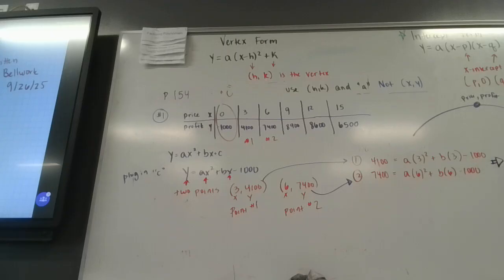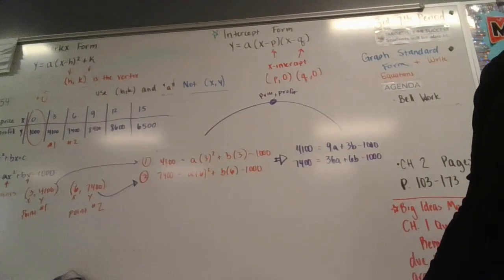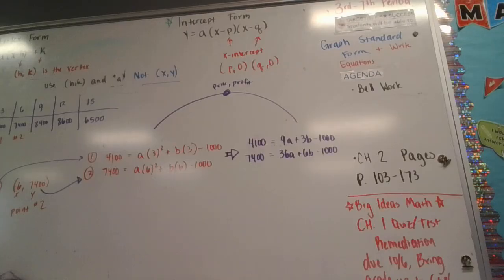All right, so this would be 4100 equals 9a plus 3b minus 1000, and 7400 equals 36a plus 6b minus 1000. All right, and now we just have to solve this. I don't have enough room on this whole whiteboard. We have to make the opposites and then add down.